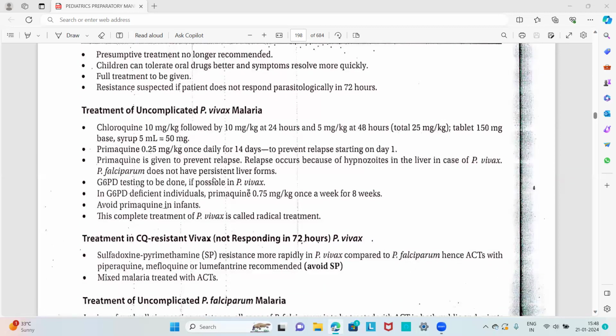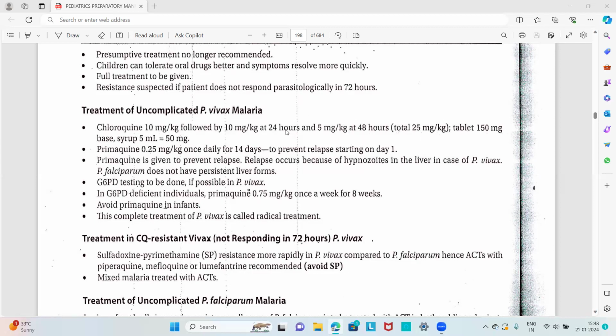Then about the treatment of uncomplicated Plasmodium vivax malaria: chloroquine 10 milligram per kilogram followed by 10 milligram per kilogram at 24 hours and 5 milligram per kilogram at 48 hours. That is a total of 25 milligram per kilogram to be administered. Tablet 150 milligram base, syrup 5 ml is 50 milligram. So chloroquine 10 milligram per kilogram, followed by 10 milligram per kilogram at 24 hours and 5 milligram per kilogram at 48 hours should be administered.